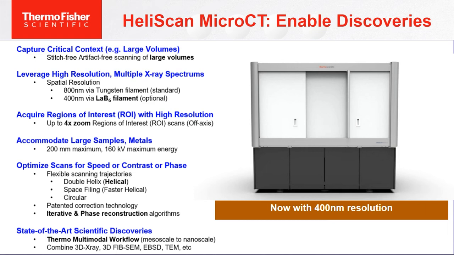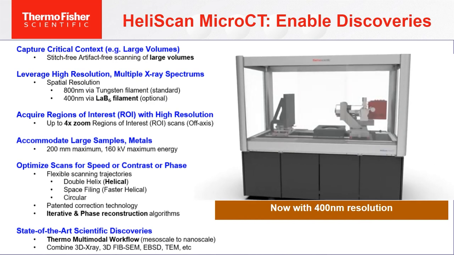We've got different trajectories in terms of acquiring your samples. Most MicroCTs typically use a circular projection to acquire their data. We can do circular. The HeliScan can also do helical scans, and double helix and space-filling helical to go faster. So the reconstructions are both iterative, and we can pull out phase reconstructions. And the HeliScan also plays very nicely in Thermo Fisher's multiscale, multimodal workflow. And this is partially what Robert was presenting earlier, where you can use the HeliScan to begin your journey down to the atomic scale. So fantastic.